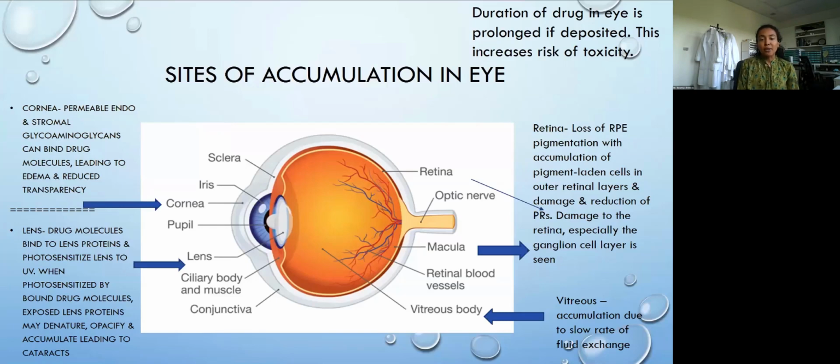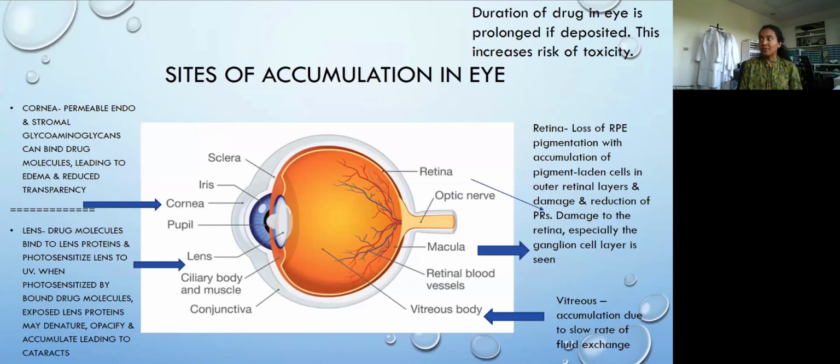In the lens, the drug molecules can bind to these lens proteins and photosensitize the lens to UV. So what happens when it's photosensitized is they're bound by these drug molecules, and the exposed lens proteins may denature, they opacify, and obviously they accumulate, and this can lead to cataract formation. In the retina, what happens is a loss of pigmentation with the accumulation of pigment-laden cells in the outer retinal layers, which damage and reduce the photoreceptors.